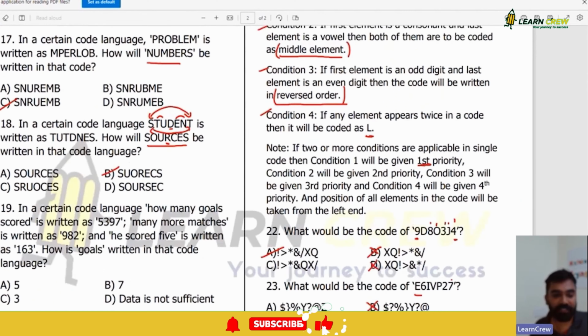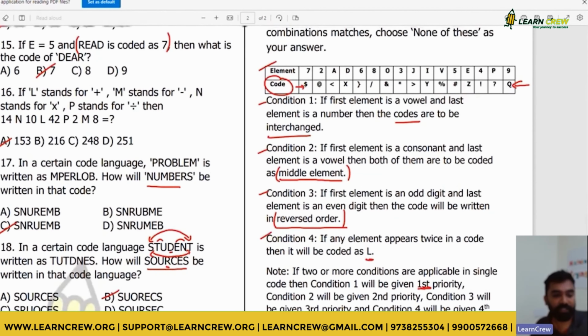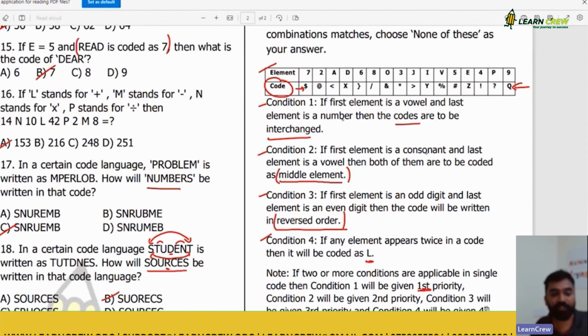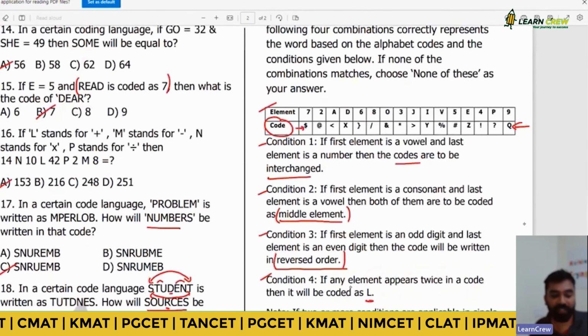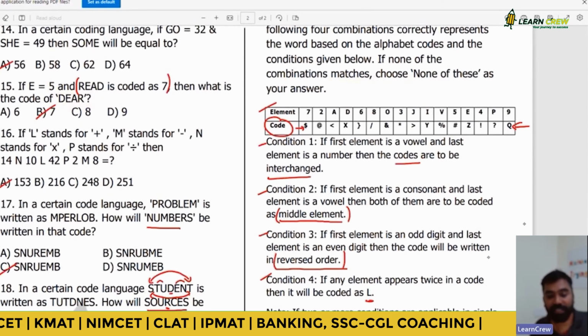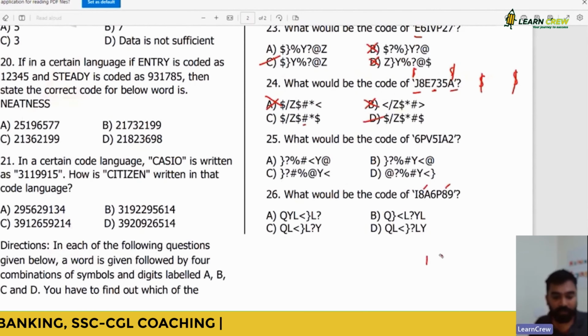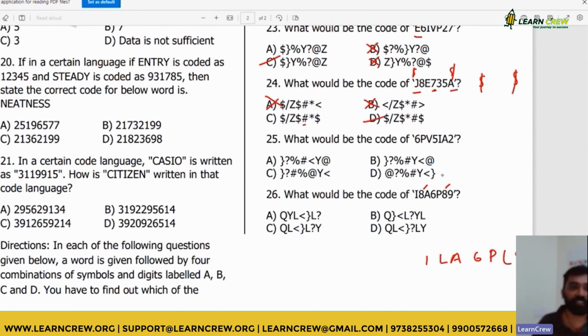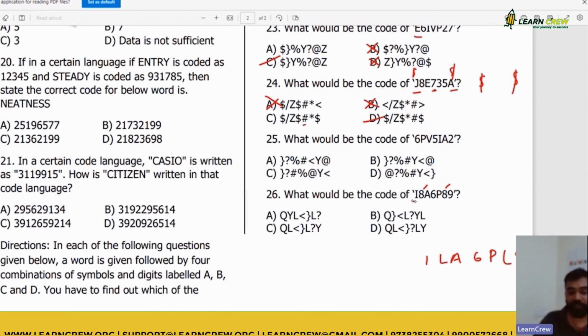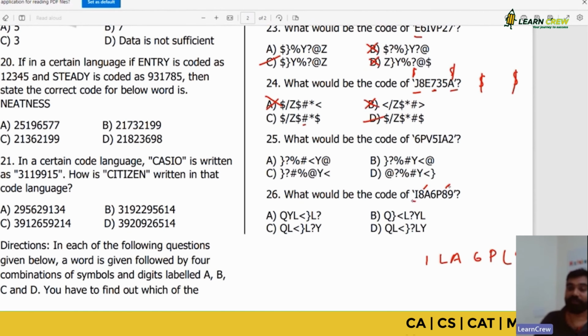Okay. What would be the code of I8A6P89? I is a vowel, last is a number. First element is a vowel, last element is a number. The codes are to be interchanged. 8 is getting repeated. If any element appears twice in the code, then it will be coded as L. It means I will write it as ILA6PL9. And the first condition was I need to interchange. Whenever two conditions occur, I should use the first condition as the first priority and the next condition as the next priority. So here it is a vowel, here it is a number, so it will be interchanged.